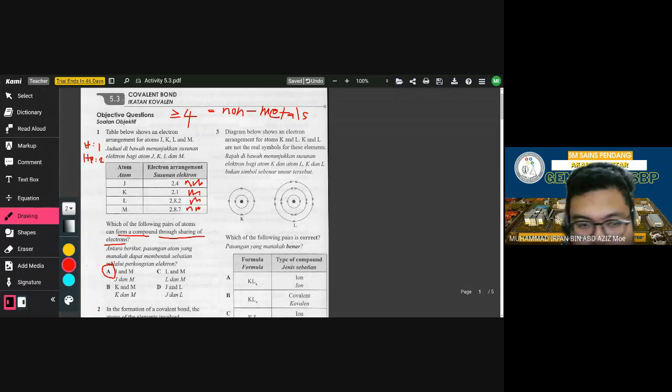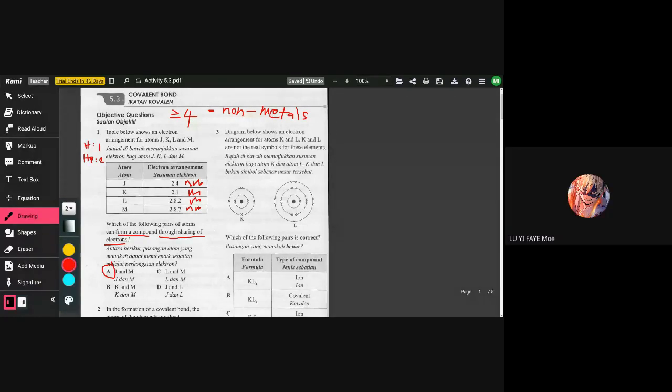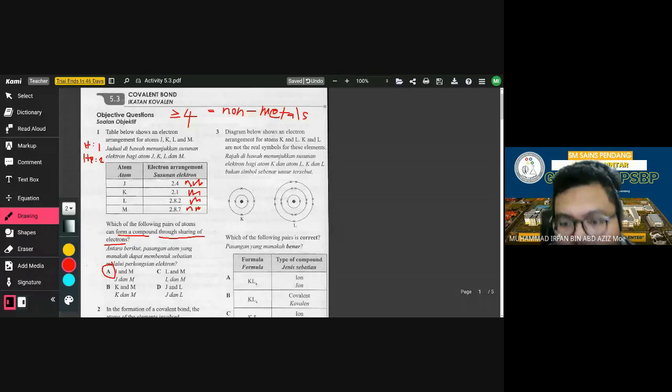Laju dan tepat. But teacher, if they share electrons, shouldn't it be like one gives one and another gives one? No, share means they share lah. Like okay, kalau one gives and another takes, that is transfer.